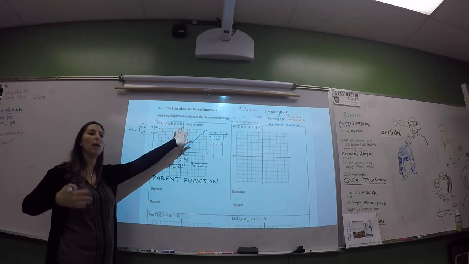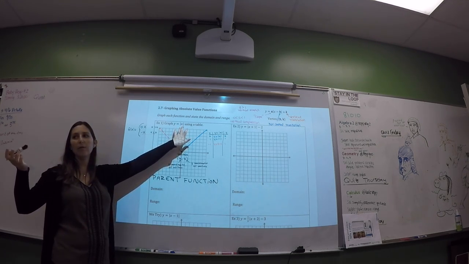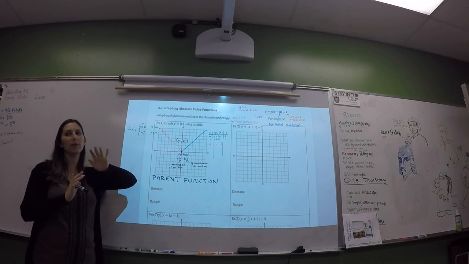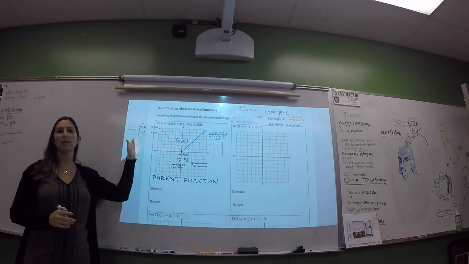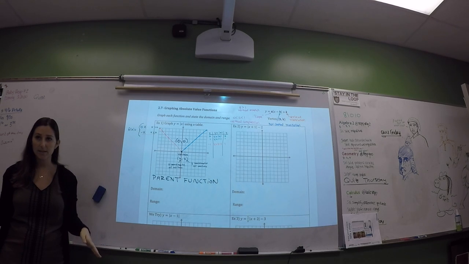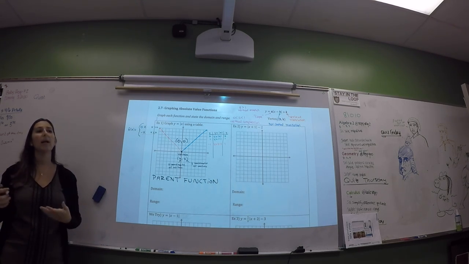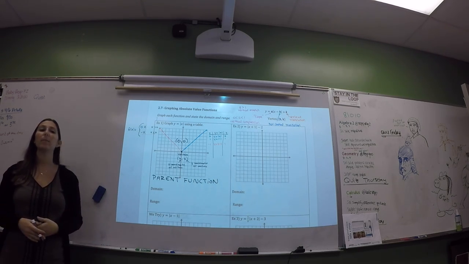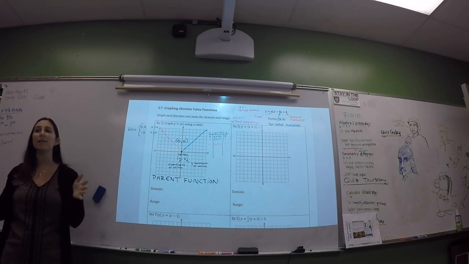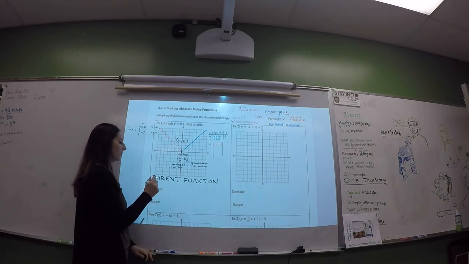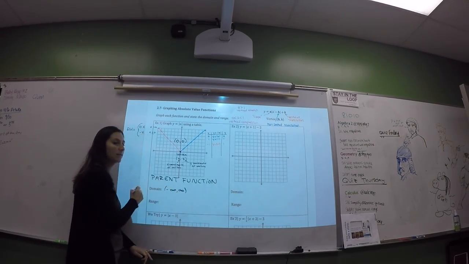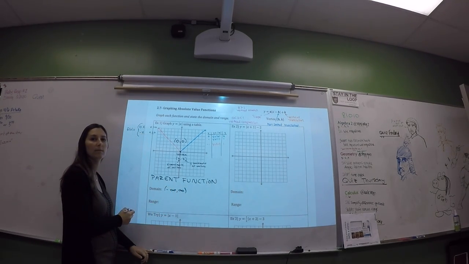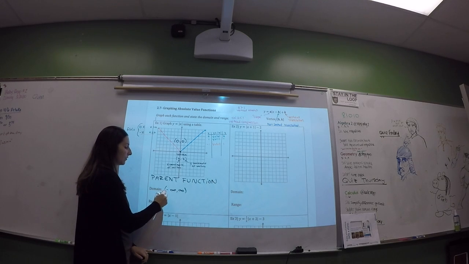I can plug in 2, plug in 200, I can plug in 1,000, negative 1,000, whatever. This graph keeps going to the right and it keeps going to the left forever. When it keeps going to the right and to the left forever, that means your domain is everything. X can be anything it wants. So we write that a few ways. One way is using interval notation. Okay, so this is interval notation.